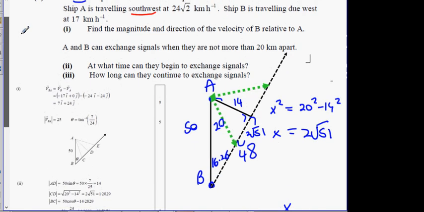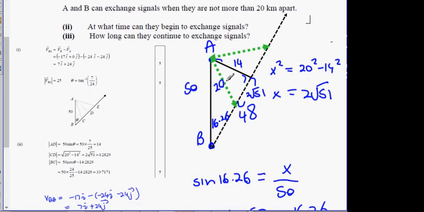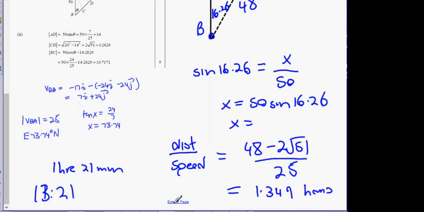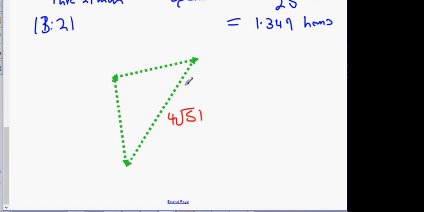How long can they continue to exchange signals? Now, continue to exchange would mean we're starting here and we're ending here. Now guys, it's 2 root 51 this far. How long would the full thing be? 4 root 51. So we have a triangle here, like so. One of the lengths is 4 root 51. We also know that this here is 20 and 20. But also we needed to know distance, wasn't it?